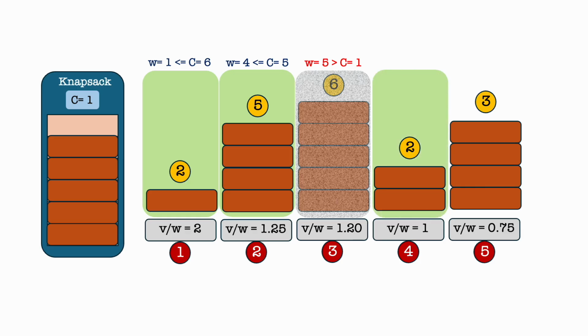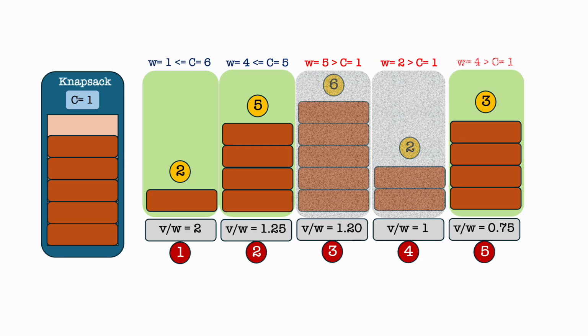Let's try the fourth item in the order. Again, we cannot keep this item in the knapsack. The last item has a weight of 4, which is greater than the remaining capacity of the knapsack. We cannot keep this item in the knapsack. The knapsack is not full, but no item remains to be explored.